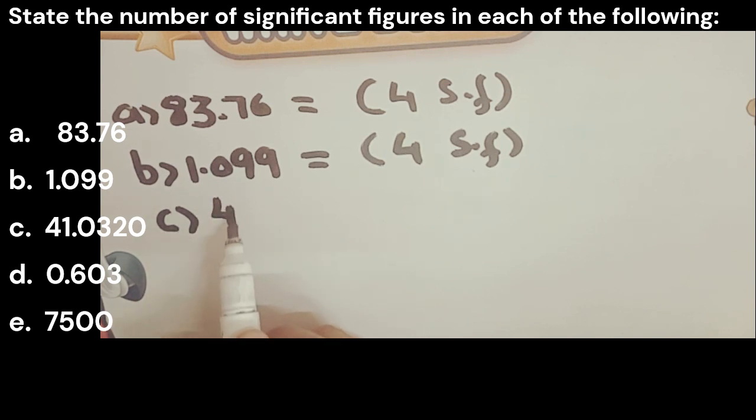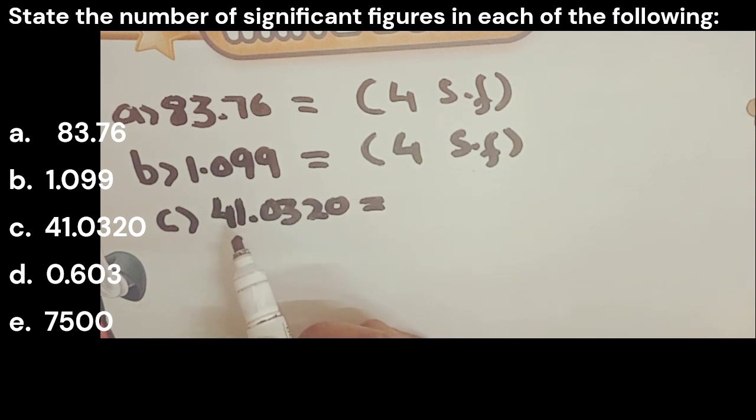the number 41.0320. Here students, check according to rule number 1, all the non-zero digits are significant. So how many non-zeros are in this number? There are 4 non-zeros, 1, 2, 3 and 4. And according to rule number 2, zeros between non-zeros are also significant. So this 0 is between non-zeros, then this 0 is also significant. So there are 5 significant figures.